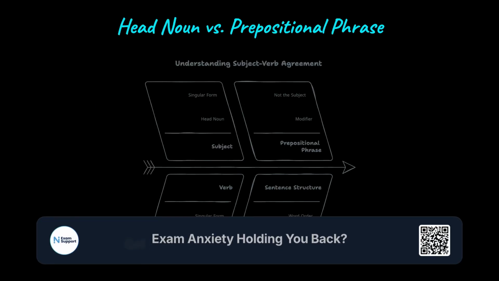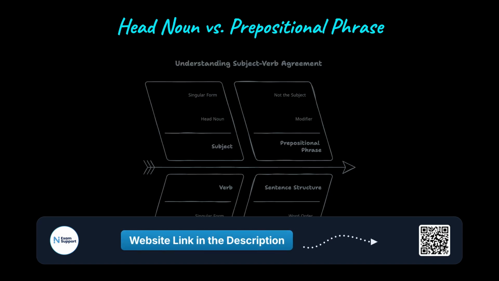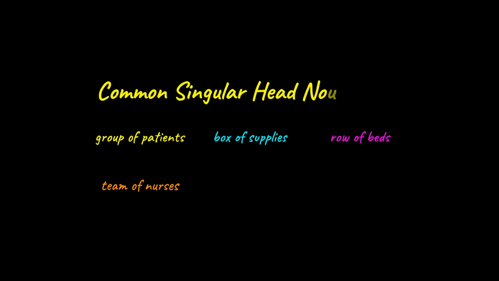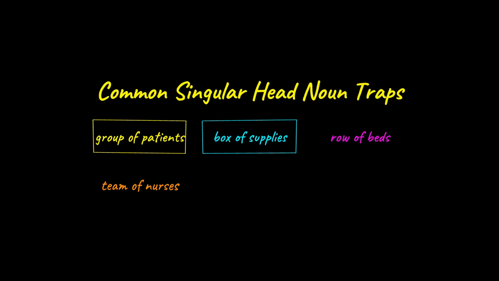Prepositional phrases beginning with words like of, in, or with modify the head noun but never become the subject themselves. In the list of approved medications, the subject is list, not medications, so the verb must be singular. The most common trap is a singular noun followed by of and a plural noun. Phrases like a group of patients or a team of nurses all take singular verbs because the head noun is singular. Try mentally removing the phrase: the group is ready sounds right. The group are ready does not.